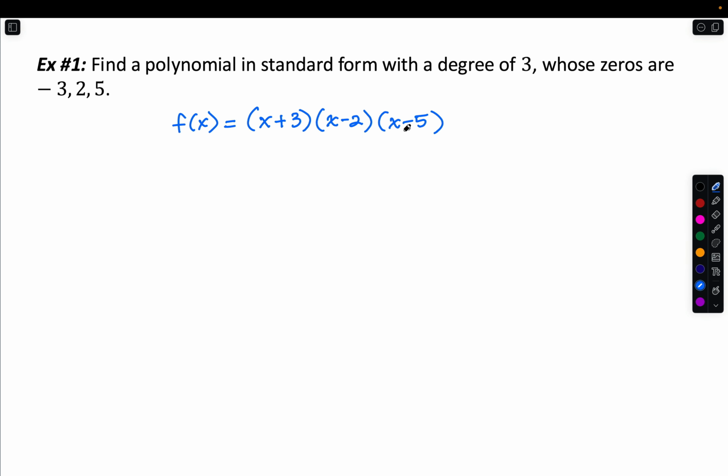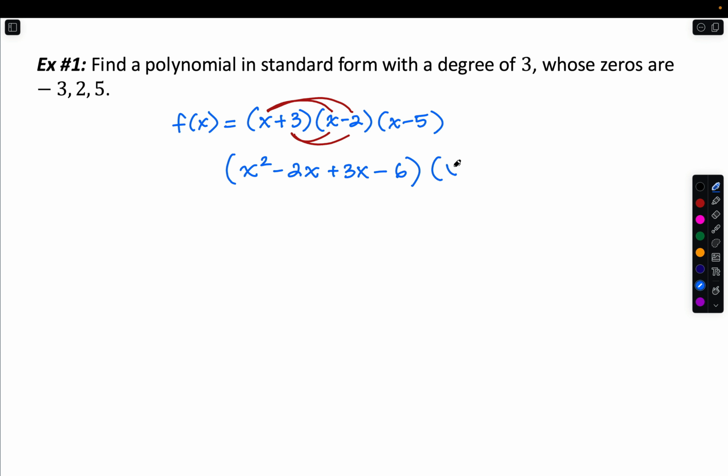So this is called factored form, but we want this in standard form. Standard form requires us to expand this. So what I'm going to do is take these first two binomial groups and expand them. I'm going to FOIL. So I'm going to take x times x and then x times negative 2 and multiply those. So x times x is x squared. X times negative 2 is negative 2x. Then I will take my 3 and expand that through. So it'll be 3 times x, which is 3x, and then 3 times negative 2, which is negative 6.